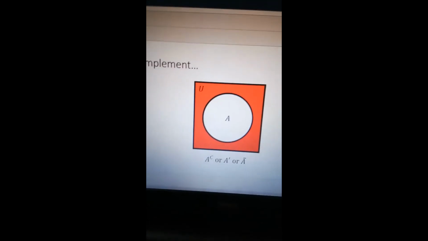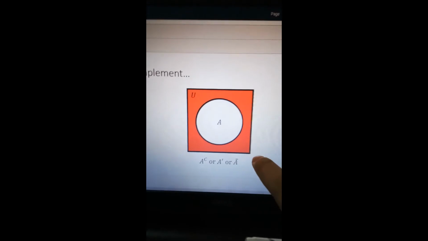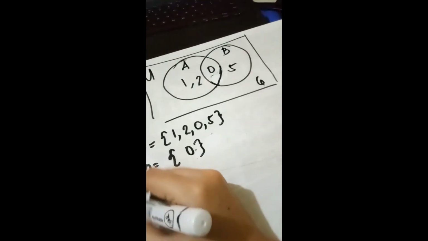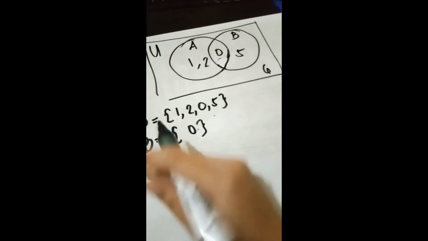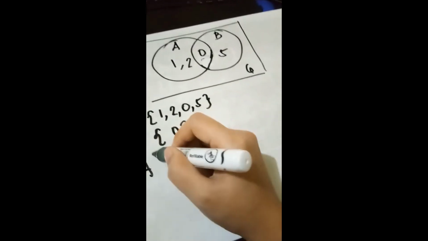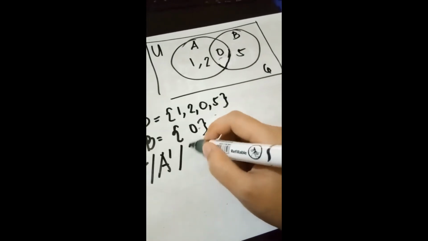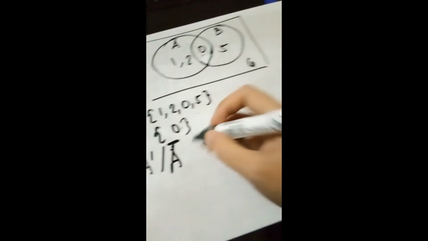Okay, so in our example, kunyari that is set A. A complement meaning not set A. Okay, so in here, complement can be A raised to C. Pwede rin yung A prime, or pwede rin yung A bar. Basta lahat yan, or your complement.